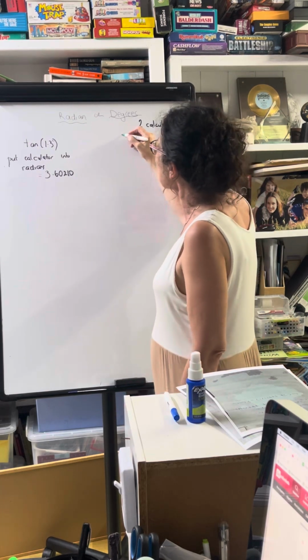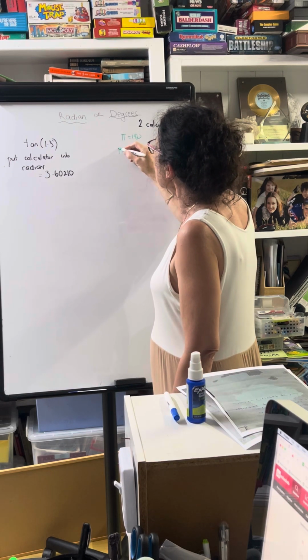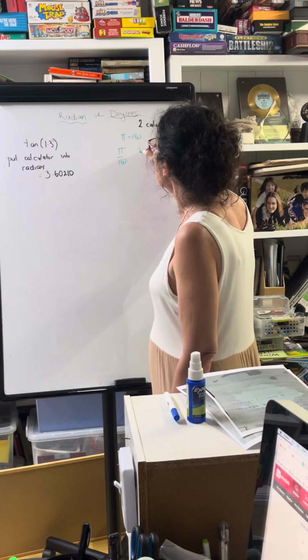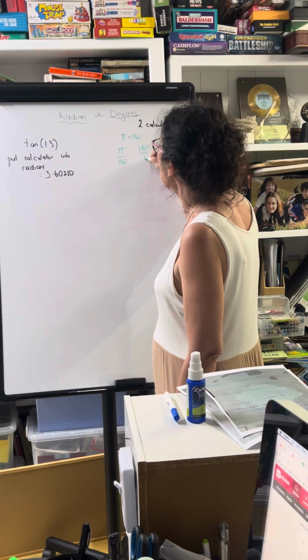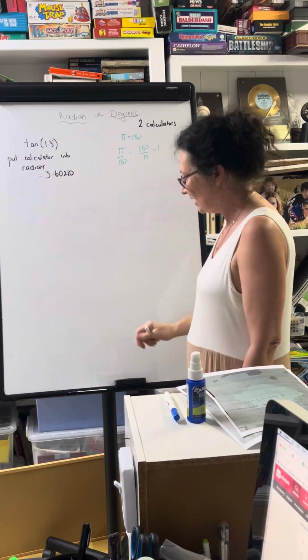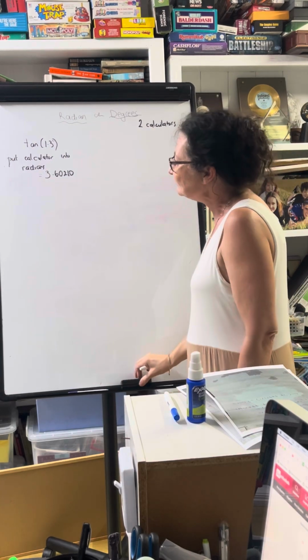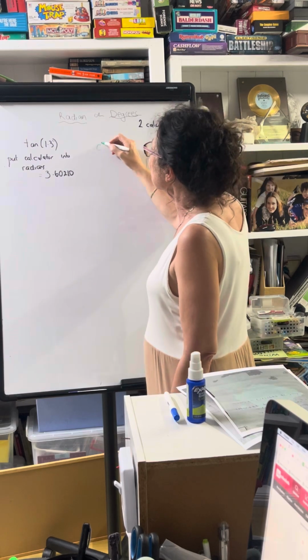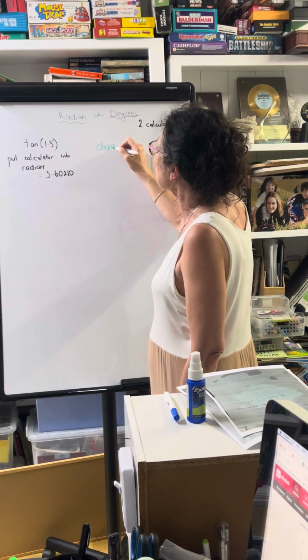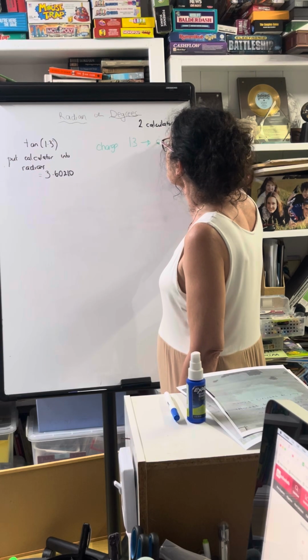Remembering that pi is 180, so pi over 180 or 180 over pi just equals 1. So you're not doing anything to any of them. It's like your fractions. So keeping that in mind, let's change 1.3 into degrees.